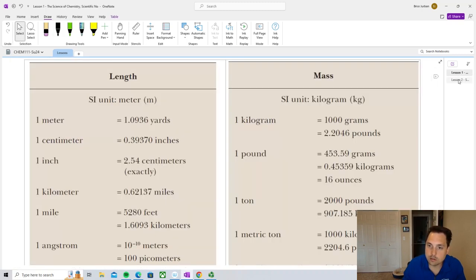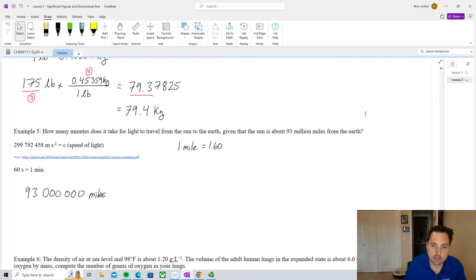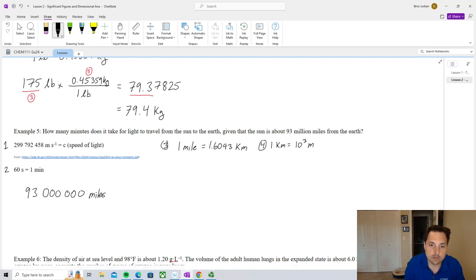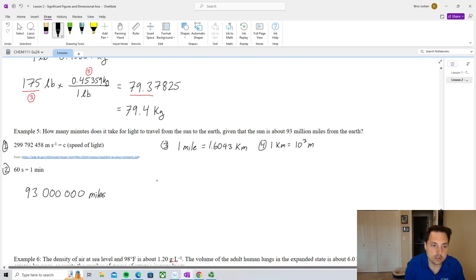What was it again? 1.6093. And then we need to know our prefix here for kilometers. So 1 kilometer is equal to 10 to the 3rd meters. So here we have conversion factor 1, conversion factor 2, conversion factor 3, conversion factor 4. 4 conversion factors.